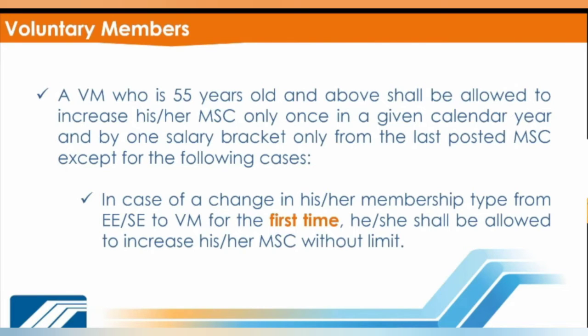So now, as a voluntary member already, dahil dati employed ka, ngayon, voluntary member ka na kung magbabayad ka. And this is your first time to pay as a voluntary member. So since it's your first time, even though you're above 55 years old, you will be allowed to increase your monthly salary credit without limit. Okay? So yun yung mga exemption natin as to the ruling na 55 years old and above.